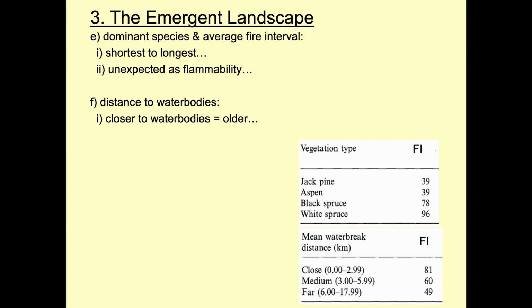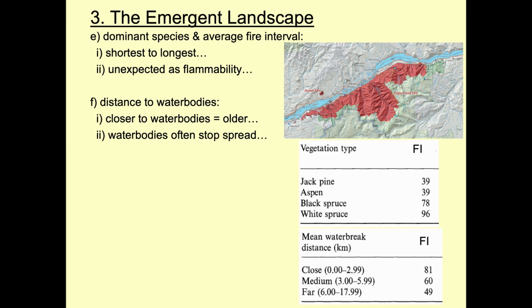And when we see the distance of these different species to a water body, remember, half of this national park is made up of these wetlands. So when we take the distance to these different patches to a water body, we can see that the closer these trees are to a body of water, the older those stands actually are. This occurs because water bodies often stop the spread of fire and protect vegetation. Note the variations in topography that cause these water bodies to form.